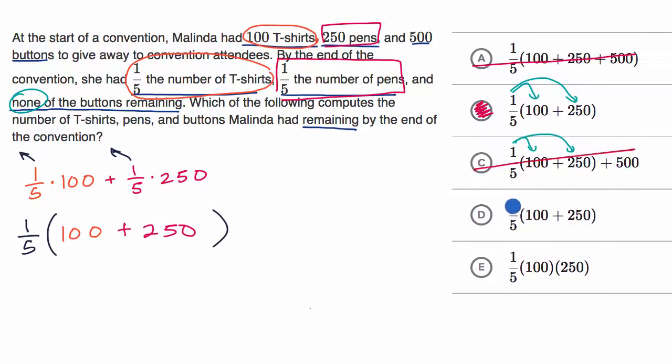This one is saying 4/5 of the number of t-shirts and the number of pens. Well, once again, that's not what they told us. They tell us 1/5 of the number of t-shirts and the number of pens. You could rule that out. Now, this is doing 1/5 times the original number of t-shirts, but then for some reason they're multiplying that times the number of pens. And so that one just mathematically is not what they're describing there. So we could rule that one out as well.